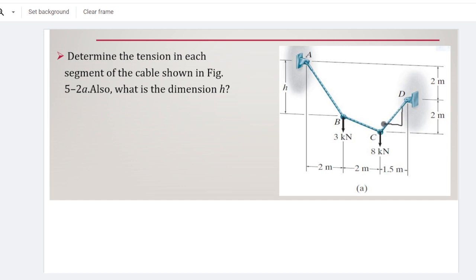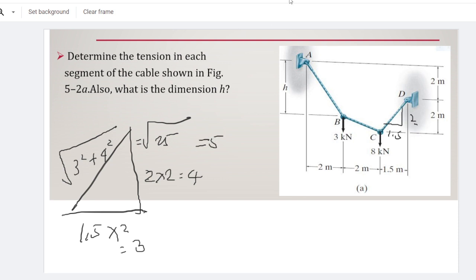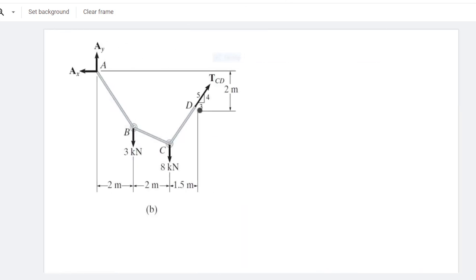Actually, this slope is 1.5 and 2. But we can simplify it further. Let us say you have this one 1.5, if you multiply by 2, that becomes 3. And this is actually 2, multiply by 2, this becomes 4. In other words, here is just 3 squared and then 4 squared is equal to square root of 25 or 5. That is why we have this 3, 4, 5.